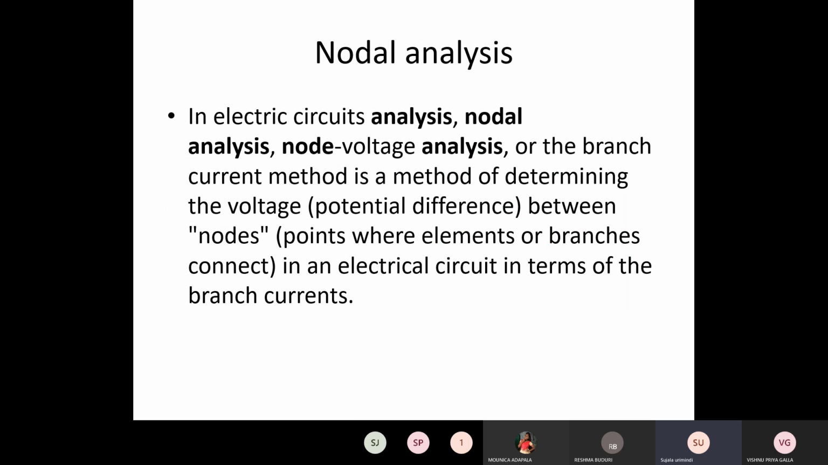And next one is nodal analysis. Nodal analysis means, as I am already telling, that is the KCL. KCL means the algebraic sum of the currents is equal to 0.